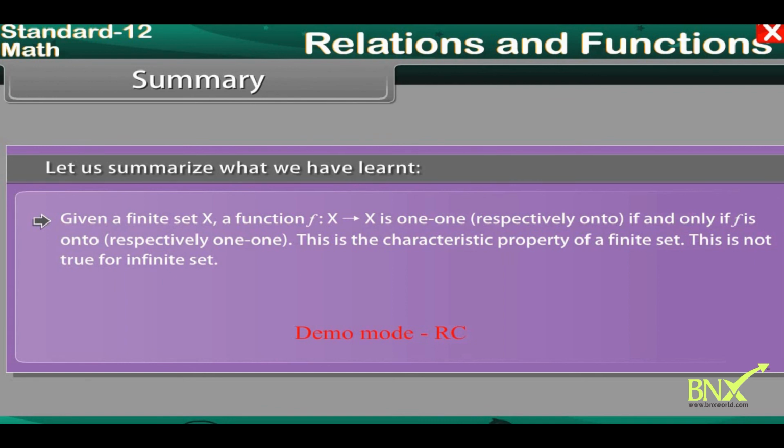Given a finite set X, a function f from X to X is 1-1 if and only if f is onto, respectively onto if and only if 1-1. This is the characteristic property of a finite set. This is not true for an infinite set. A binary operation star on a set A is a function star from A cross A to A.